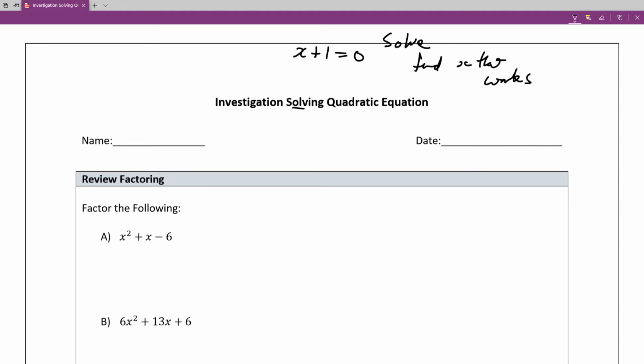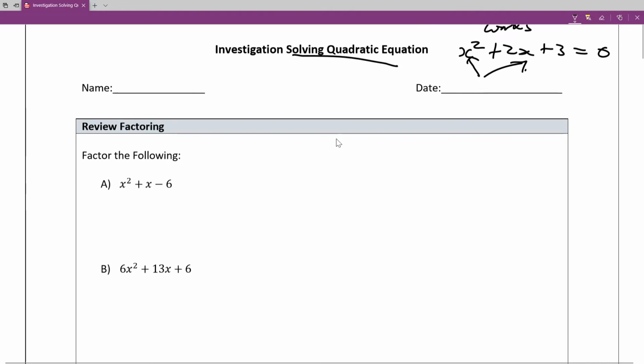And then solving quadratic equations just means that we have a quadratic function here, and then we need to solve for an x that works. Okay, so that's what we're going to find, or that's what we're going to do for this lesson.